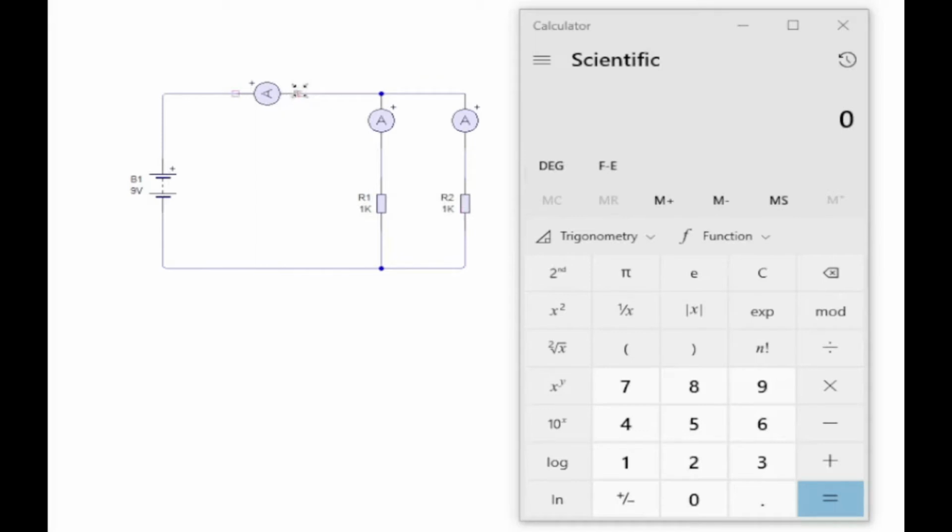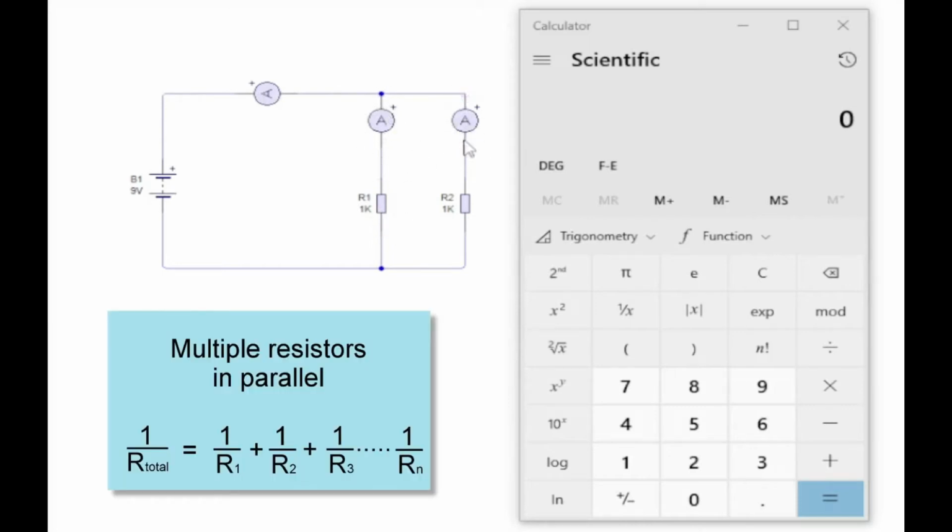So the current will go along, passing through the first ammeter. It will then separate depending on the value of each resistor, and so much current will go down each of the parallel lines back round to the negative of the battery. So let's look at calculating the current passing through the first ammeter, which is the total current in the circuit.